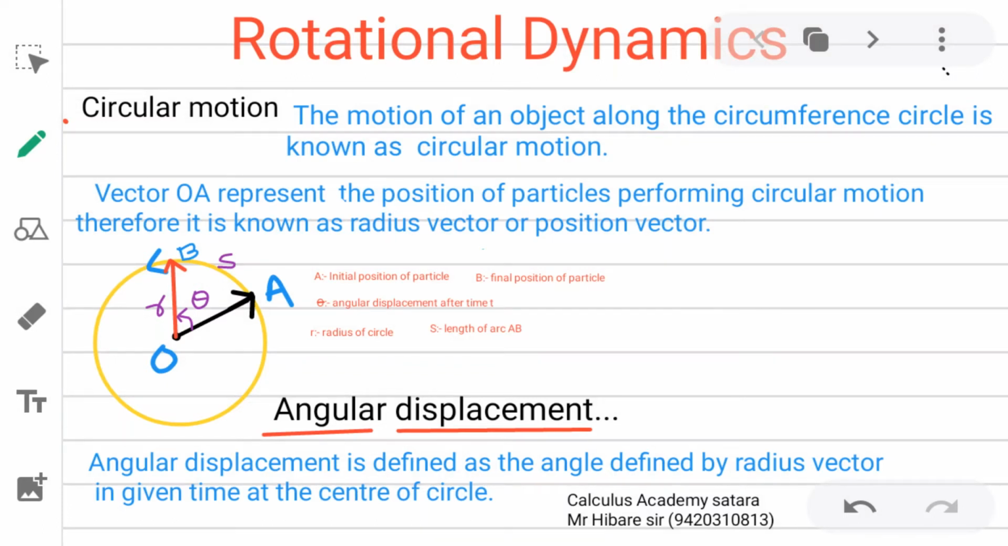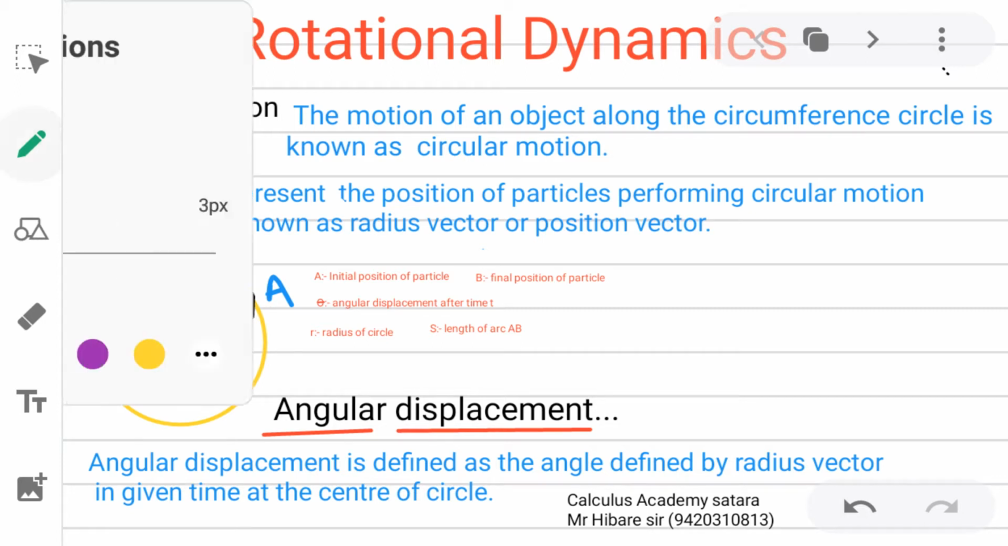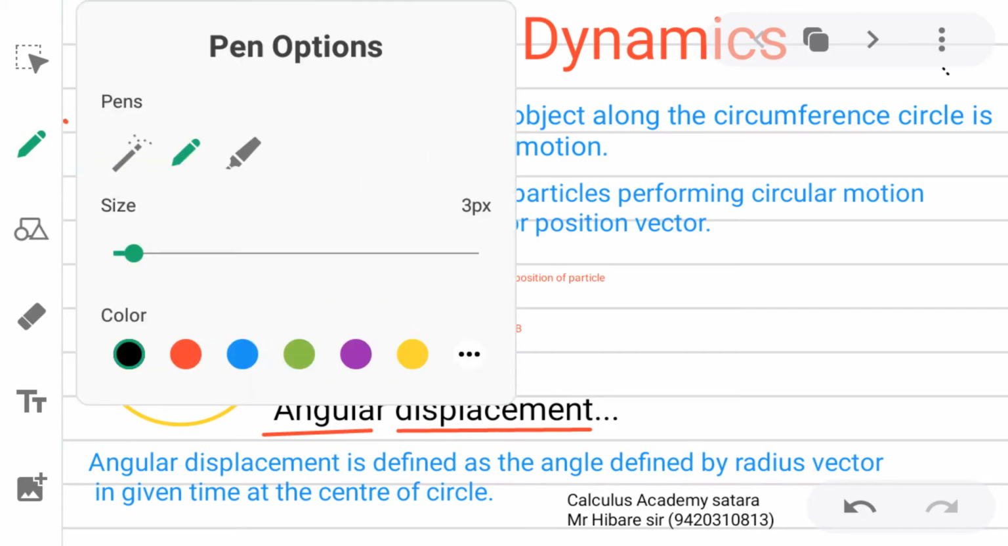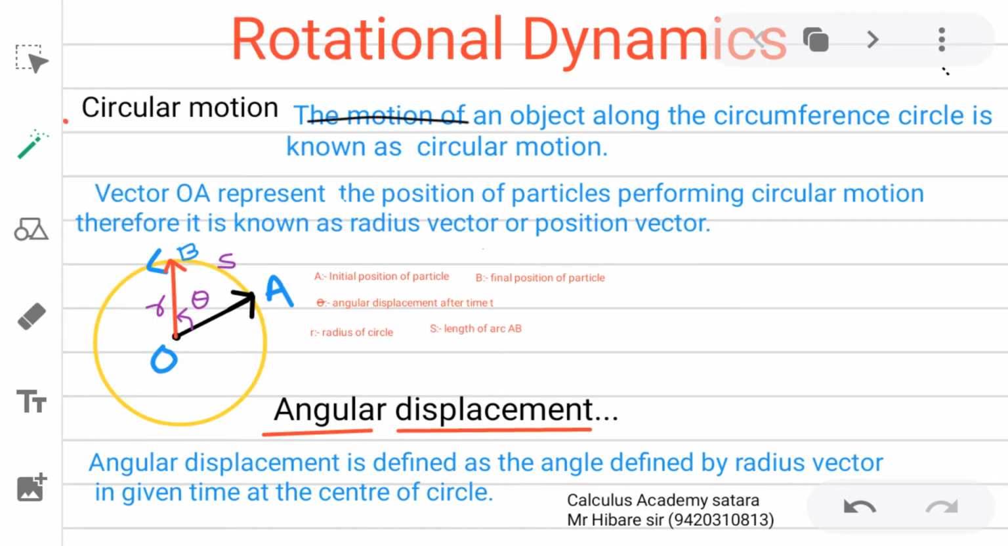In rotational dynamics, the first part is circular motion. First part, definition of circular motion. The motion of an object along the circumference of a circle is known as circular motion.